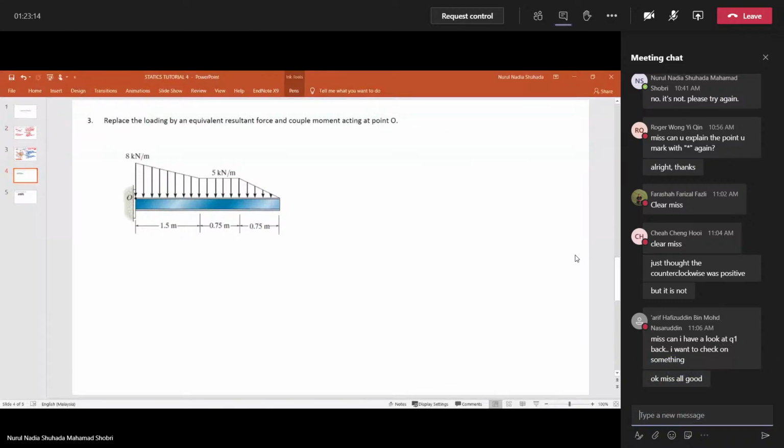Okay. Alright. So for questions number 3, it's actually want us like to find. It says to replace the loading by an equivalent resultant force and couple moment acting at point O. So that means that you guys have to find the resultant force. And you guys also have to find the moment that acting at point O.